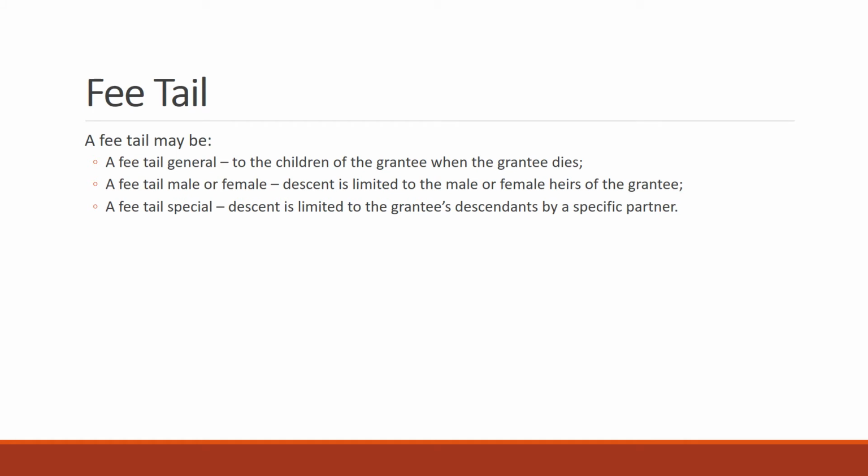You can also have something called a fee tail special. A fee tail special limits the grantee's descendants that are eligible to take by limiting them to a mother or a father. So it could be a spouse, and that's what I have here, but they're limited to the child of, let's say, Janet, or the child of Tom. So it would be between the person who gets the children of a particular bloodline.